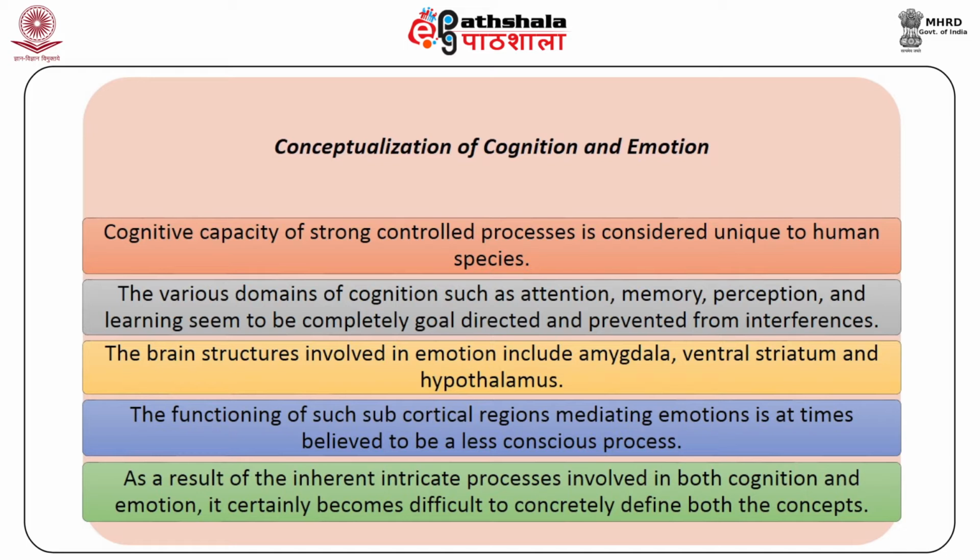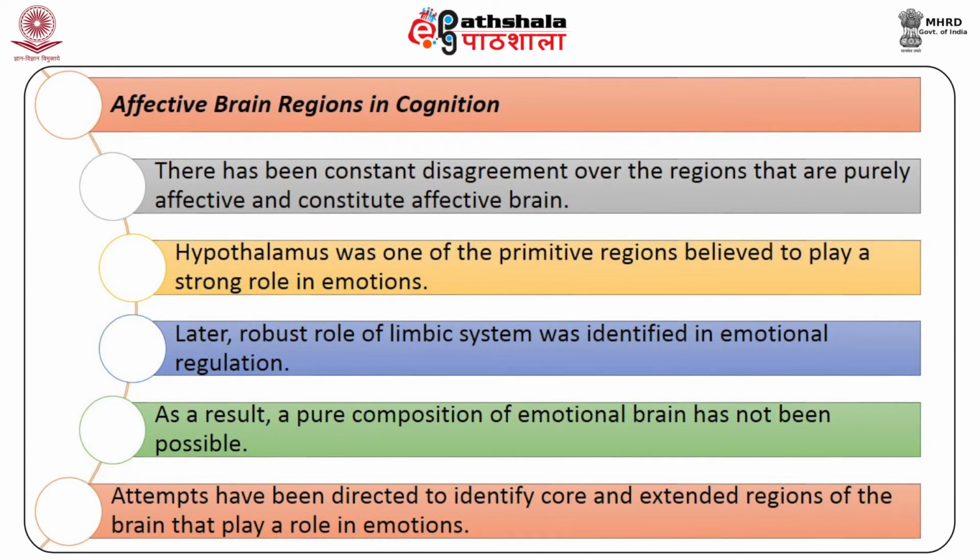There is less agreement on the definition of emotions. Nonetheless, some accepted meanings of emotions include them to be states as elicited by rewards and punishers, emerge from conscious appraisal of events, have a physiological basis, and range from simple, happy, to complex moral emotions, pride or jealousy. The brain structures involved in emotion include the amygdala, ventral striatum, and hypothalamus. The functioning of such subcortical regions mediating emotions is at times believed to be a less conscious process. The human is many times unaware of the stimulus that triggers functioning in emotional brain areas. As a result of the inherent intricate processes involved in both cognition and emotion, it certainly becomes difficult to concretely define both the concepts.